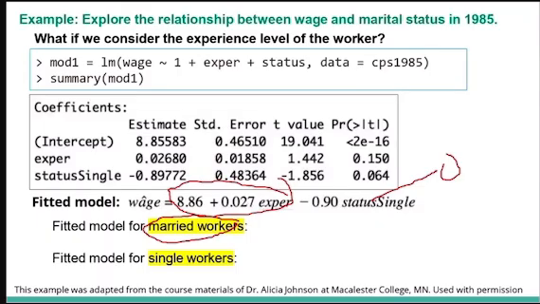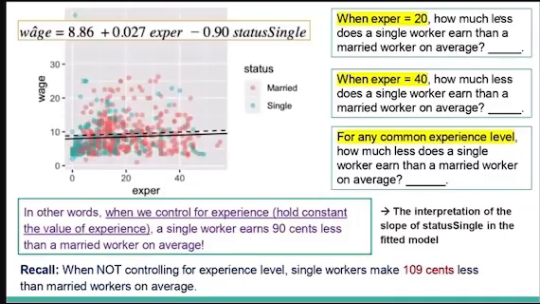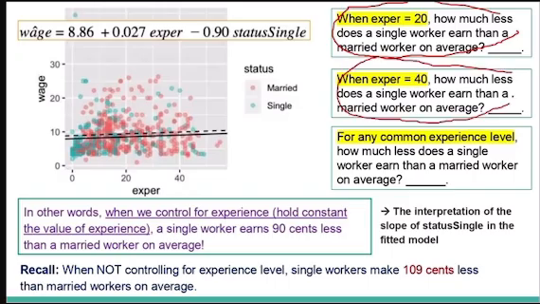Okay, now the next that I'm going to talk about, after all of that, you can now answer this question. You say, when the experience is 20, how much less does a single worker earn than a married worker on average? Of course, you're actually going to use the model for single worker. Then this one, you're going to use the model for married worker. And of course, when it has the general question, they can ask the general question about the status.